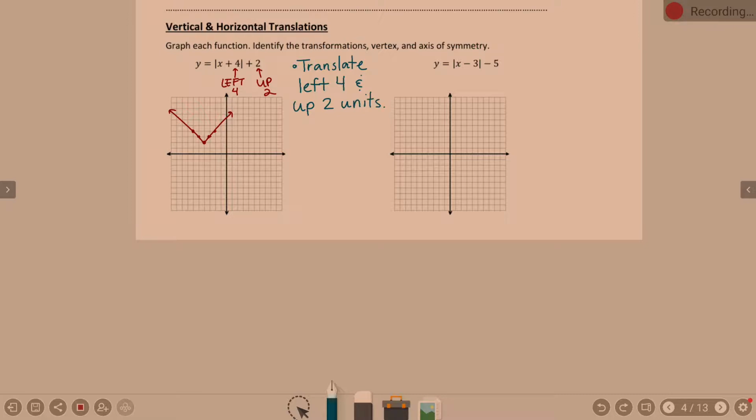Here's what I definitely don't want you to do. I don't want you to just tell me left 4 up 2. Translate, move, shift. I want some verb in there. I know I'm not an English teacher, but so we translate left 4 and up 2 units.